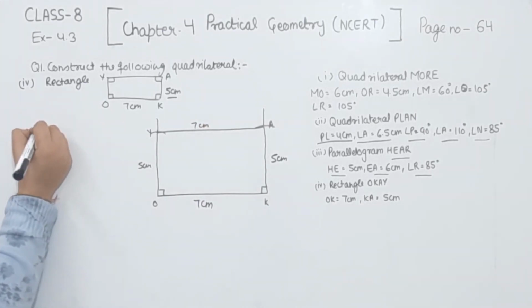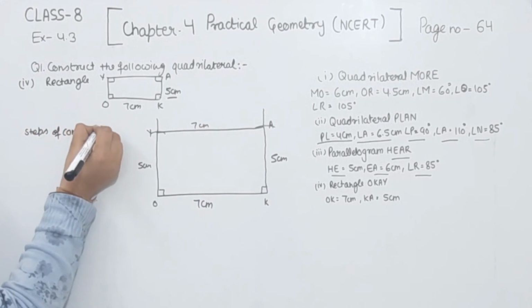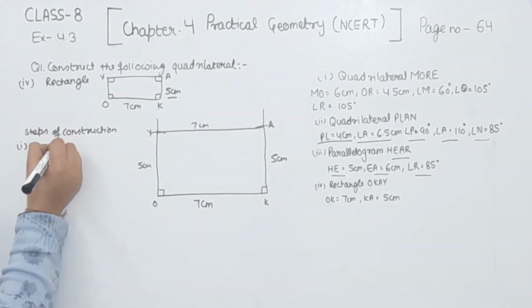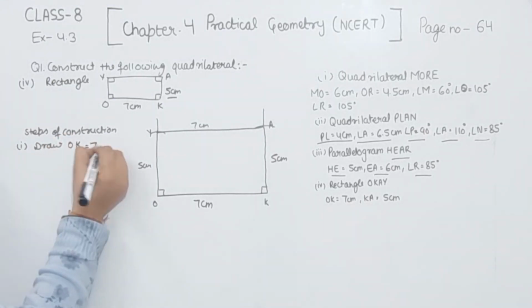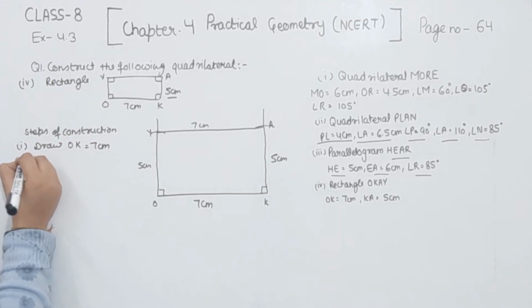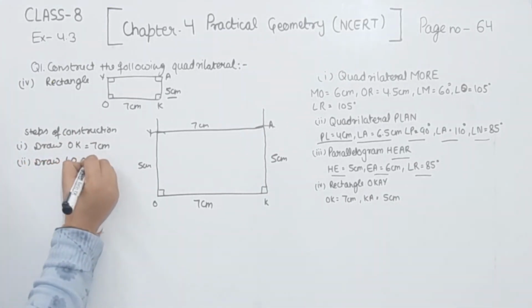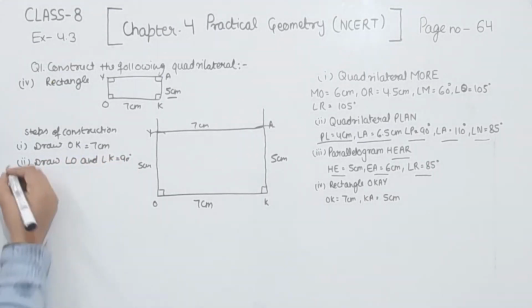Now we are going to write the steps of construction. So I'm going to write here steps of construction. First of all, draw OK is equal to the 7 centimeter. Now we are going to draw angle O and angle K is equal to the 90 degree.